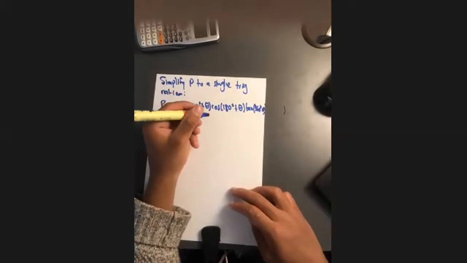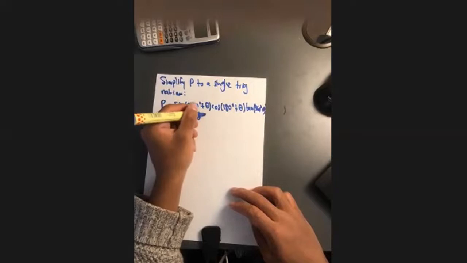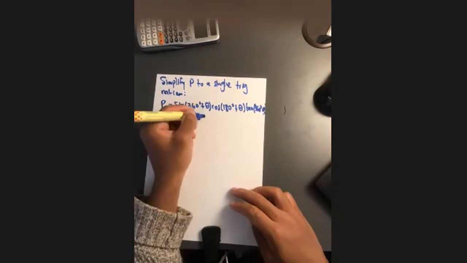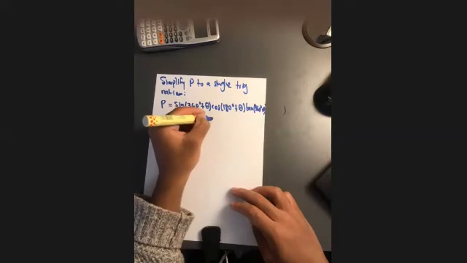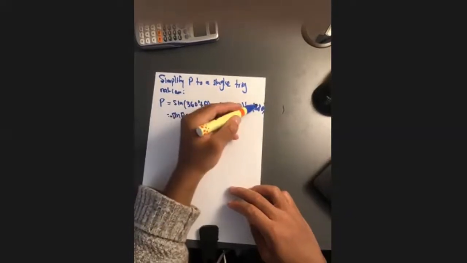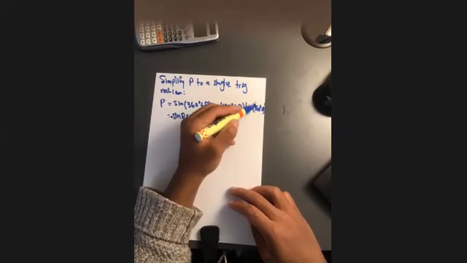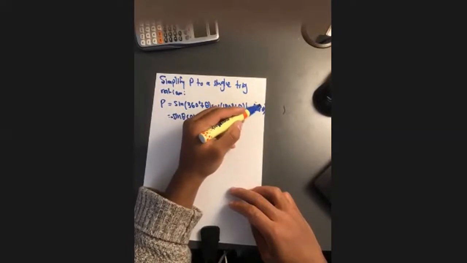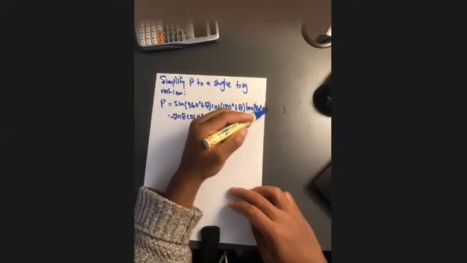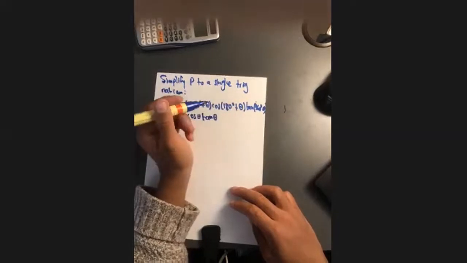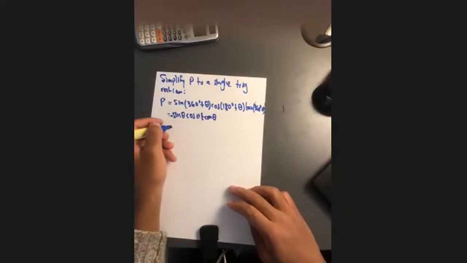The tangent of 360 plus theta is just equal to the tangent of theta, because this 360 degrees is a revolution. And then plus the acute angle theta, it falls in the first quadrant to give us the tangent of theta.